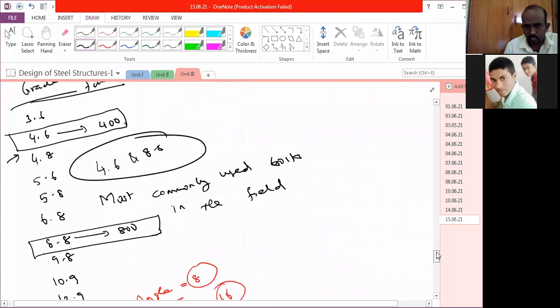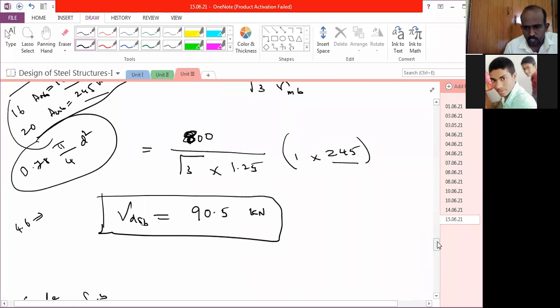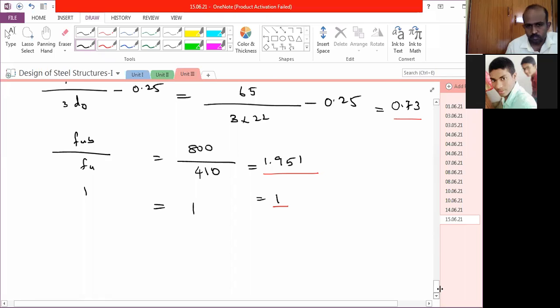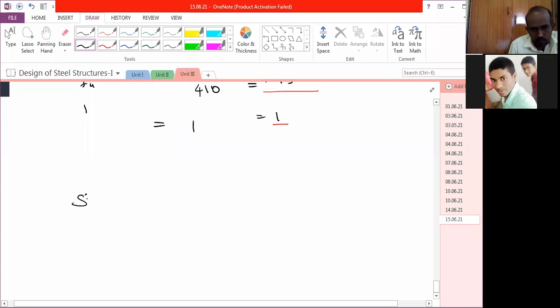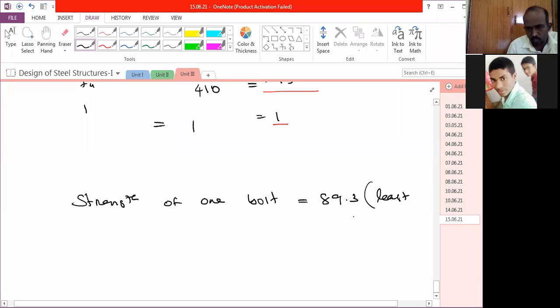Okay. And yielding capacity is how much? 90.5. Strength of one bolt. Strength of one bolt will be what? Please tell me. One bolt strength will be 89.3 kilonewton, the least value of the above. Okay.